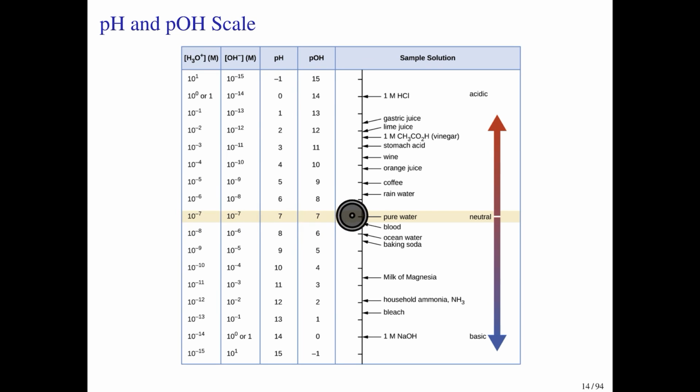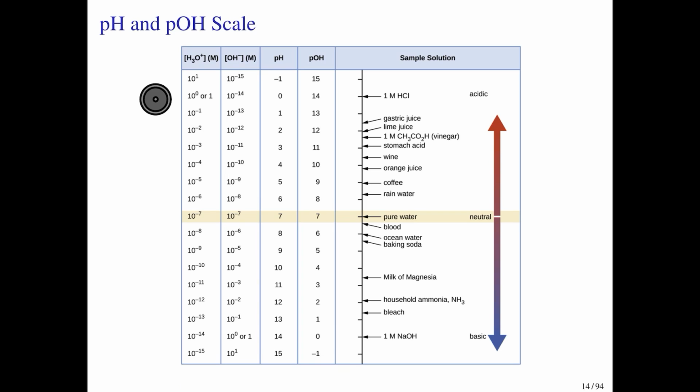Right here in the middle, we have pure water, which is considered acid-base neutral. The pH is 7, the pOH is 7, and the hydronium and hydroxide concentrations are both 10 to the minus 7. As you go up in this scale, so we are increasing the concentration of hydronium, we go from things like rainwater to orange juice to stomach acid to vinegar to 1 molar HCl. As the strength of the acid goes up, the concentration of the hydronium goes up, and we also see that the concentration of the hydroxide goes down. And that's because of the Kw relationship.